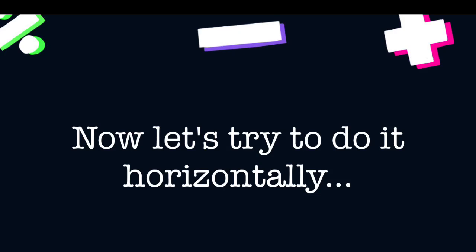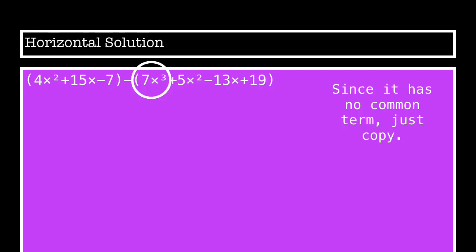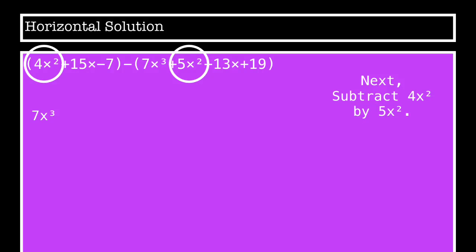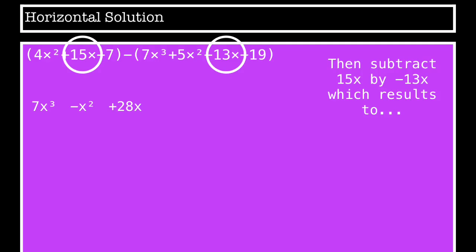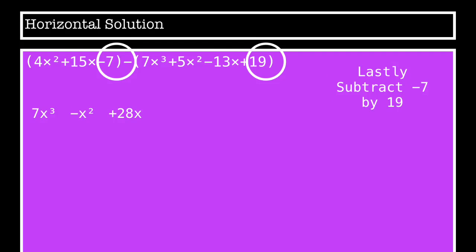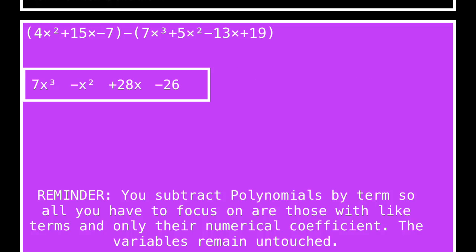Now let's try doing this problem horizontally. Since 7x raised to the third power has no common term, we just copy it. And next, we subtract 4x squared by 5x squared. Next, we subtract 15x by -13x. Lastly, subtract -7 by 19. Organize your answer in standard form.